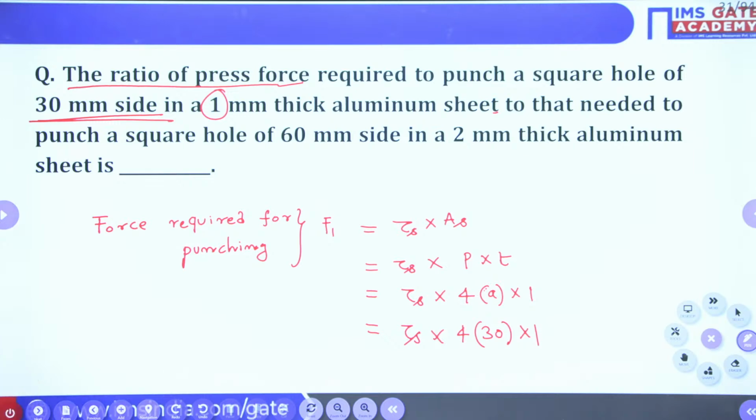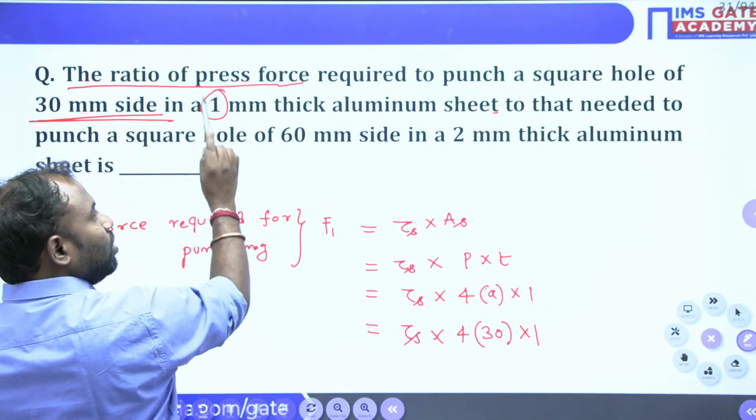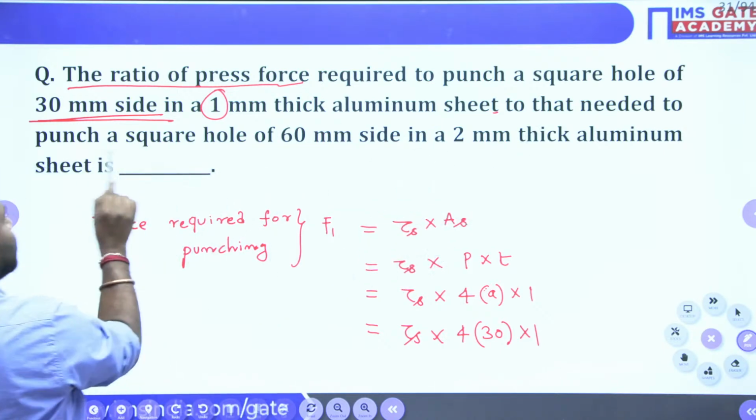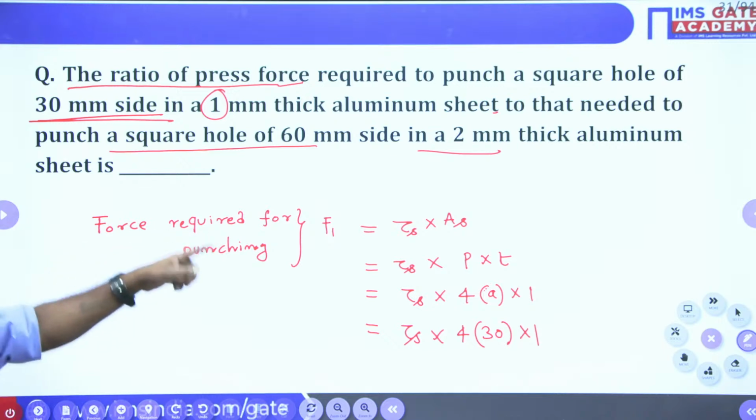Next, the punch force for the ratio: to punch a square hole of 60 mm in a 2 mm thickness sheet. Force required for punching. Next.